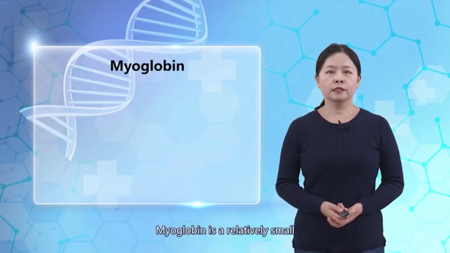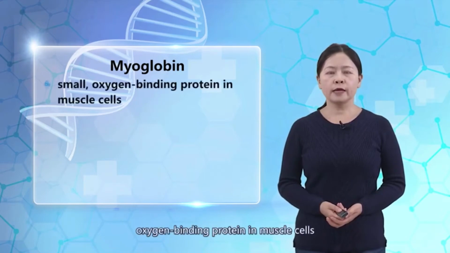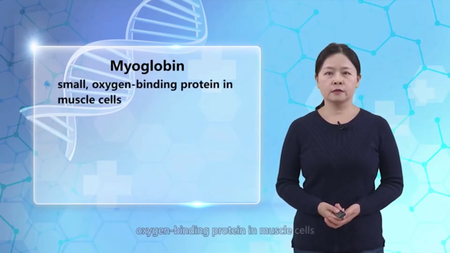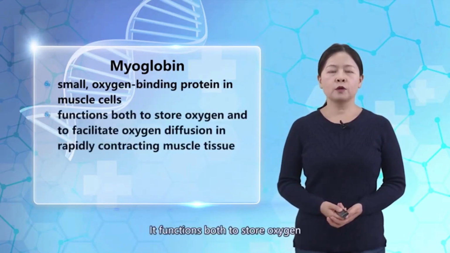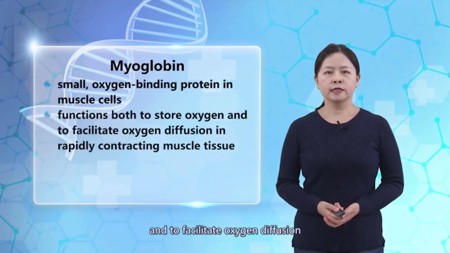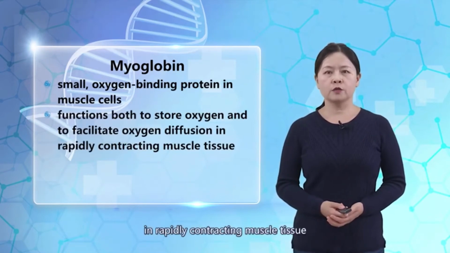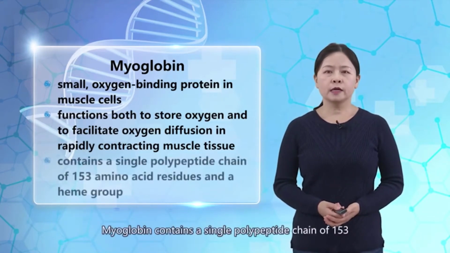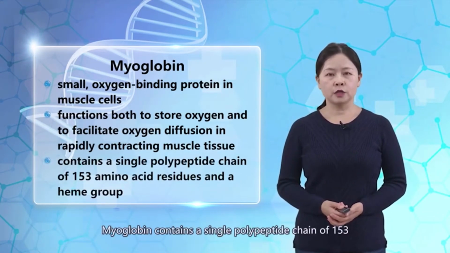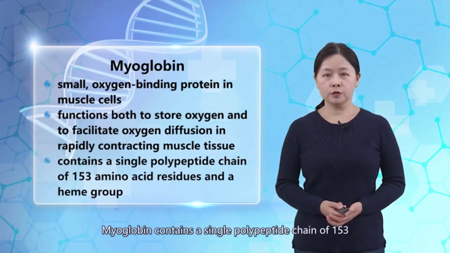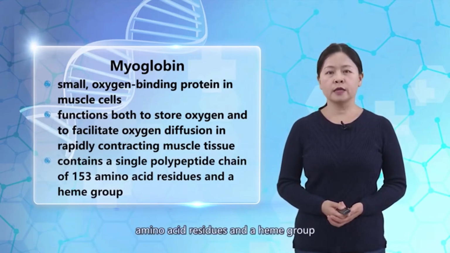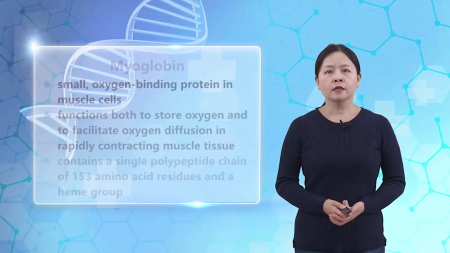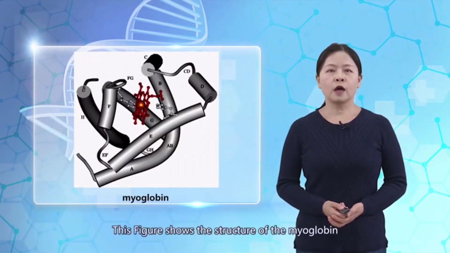Myoglobin is a relatively small oxygen-binding protein in muscle cells. It functions both to store oxygen and to facilitate oxygen diffusion in rapidly contracting muscle tissue. Myoglobin contains a single polypeptide chain of 153 amino acid residues and a heme group. This figure shows the structure of the myoglobin.